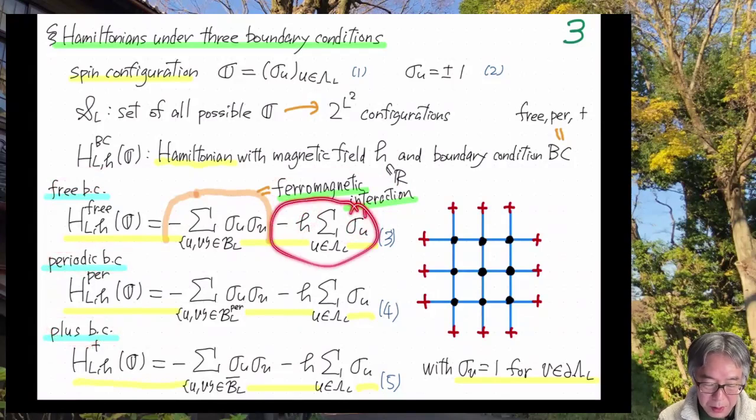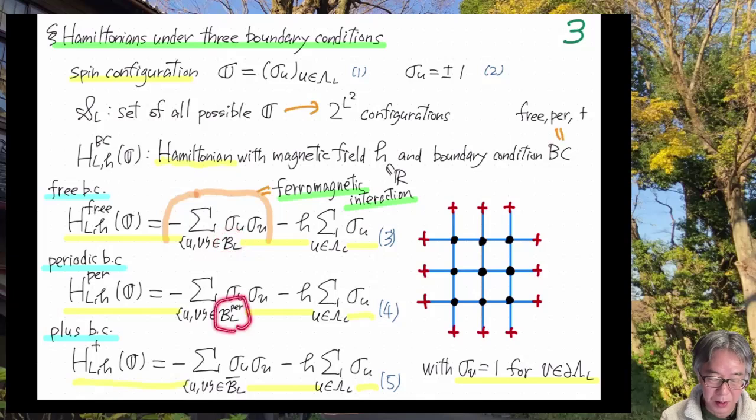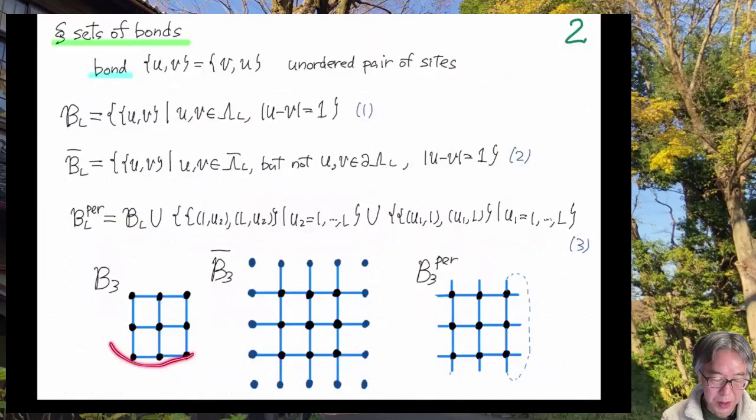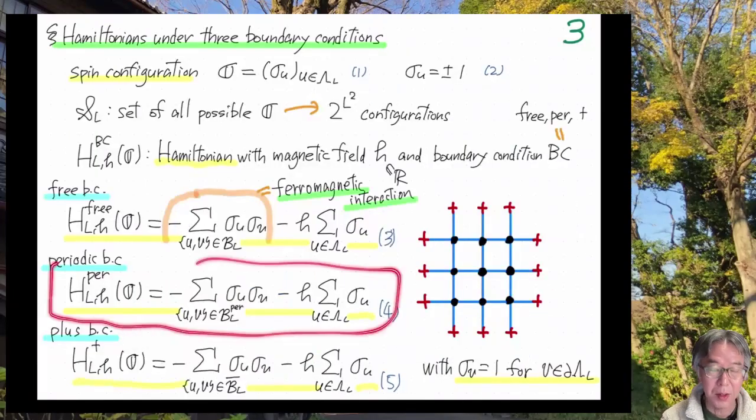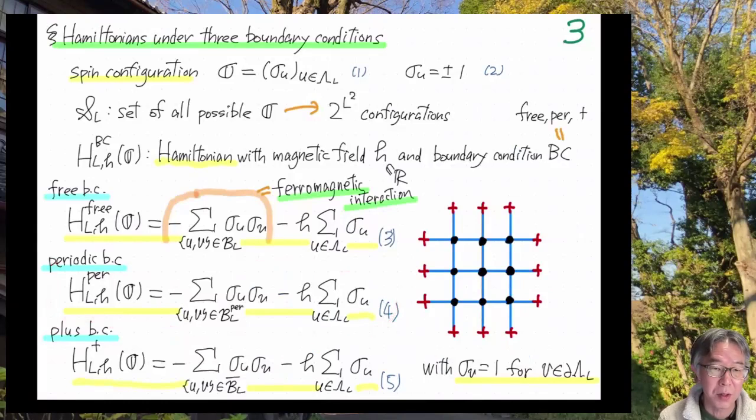And actually, these magnetic field parts are exactly the same. And this is a periodic boundary condition. Well, it's just clear. So we replace this BL by BL periodic. So we replace this by this to include all these interactions. And this is very convenient. It makes the problem translation invariant.